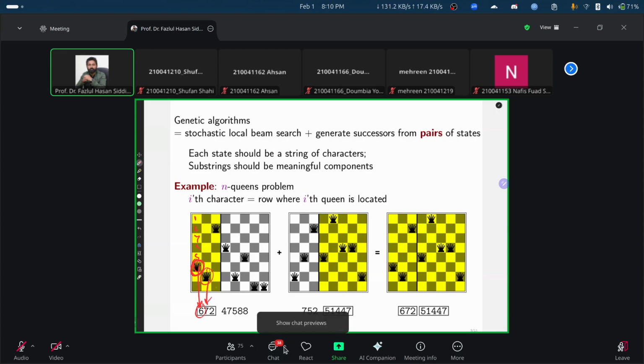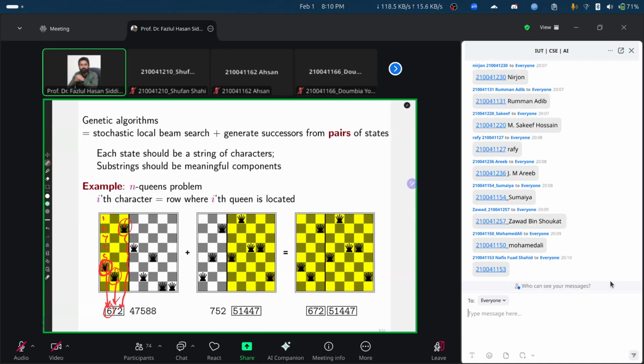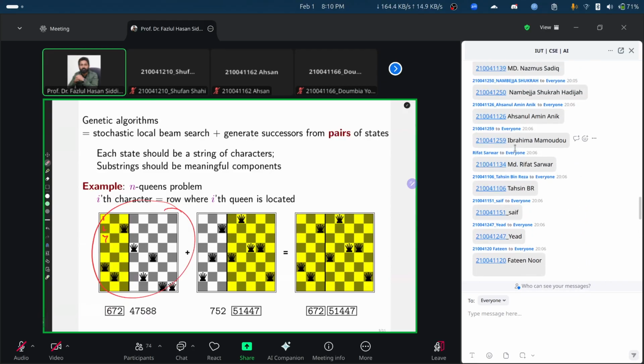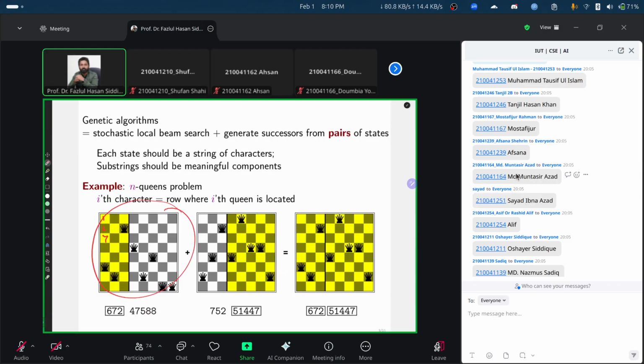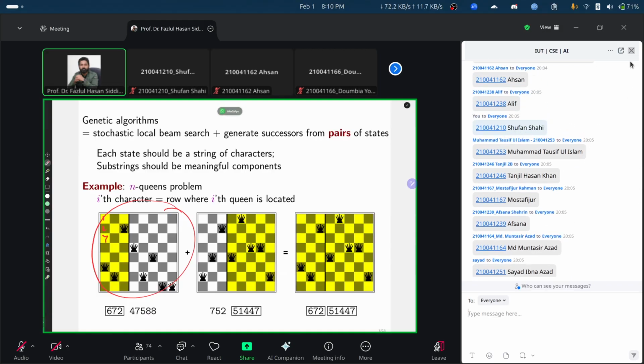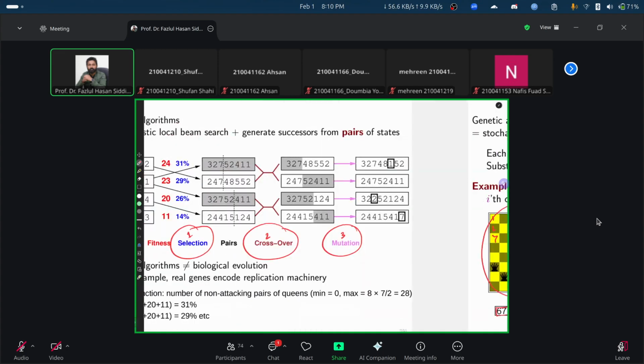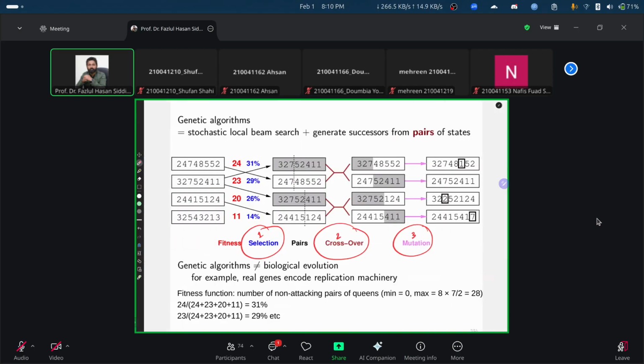Queen number 2 is at 7. Queen number 3 is at location 2, which means at row 2. This way, we cannot keep the pictorial view. We have to represent it in a genetic way. And what is the genetic way? The genetic way is a genetic array. We have to present it in an array format. So that's why this is 67247588. This is basically the solution. This is basically the chromosome. In this case, we have four chromosomes: chromosome number 1, chromosome number 2, 3, and 4.